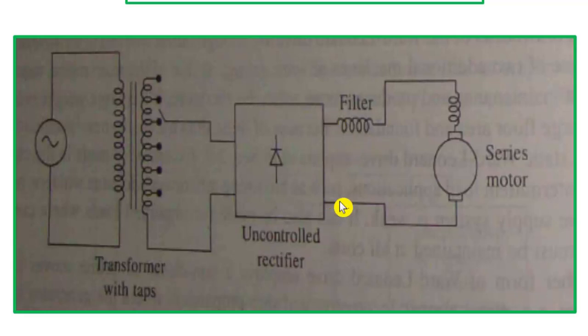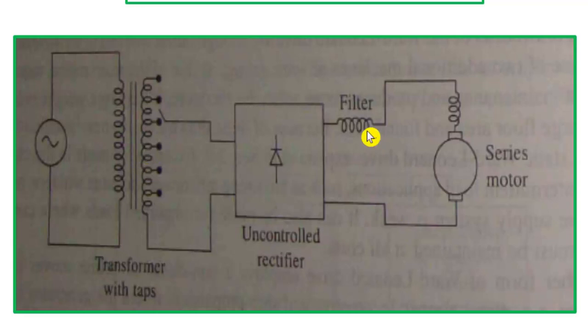But this output is not smooth. So to make that output voltage a smooth DC voltage, this filter arrangement is done. Here only one inductor is shown, but in some cases an inductor along with a capacitor in parallel is also used, or a capacitor alone can serve the purpose.